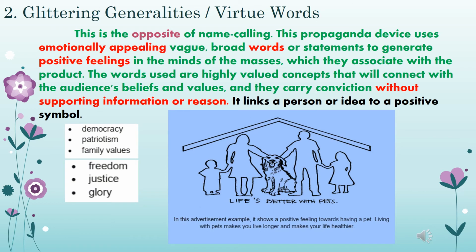Let's move on to number 2, glittering generalities or virtue words. This is the opposite of name calling. Remember, in number 1, name calling is negative. So this one, class, it is positive. This propaganda device uses emotionally appealing, vague, broad words or statements to generate positive feelings in the minds of the masses, which they associate with the product.